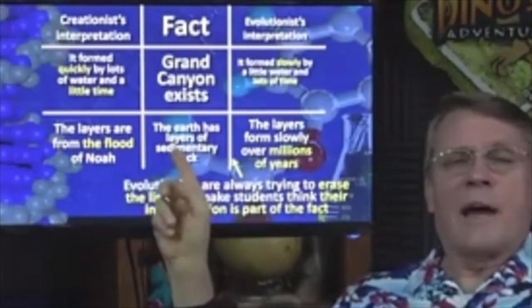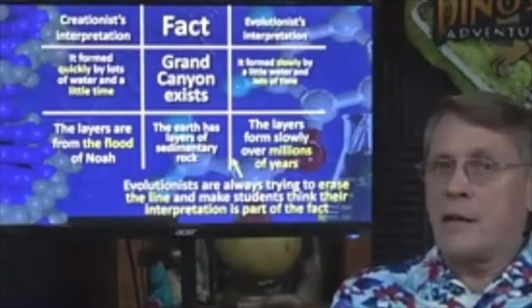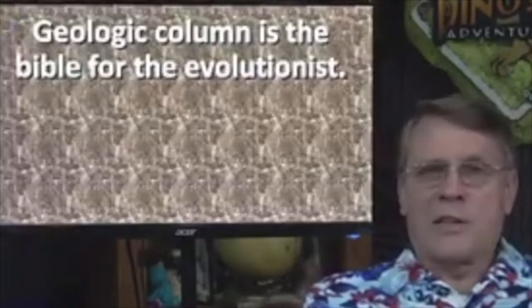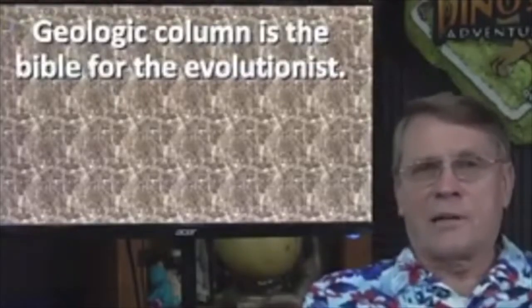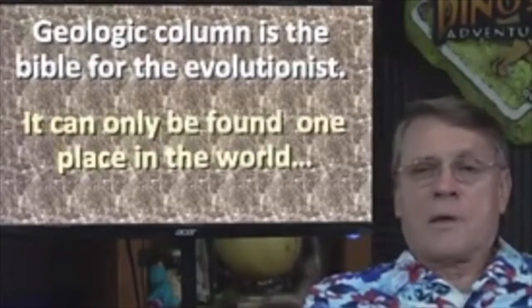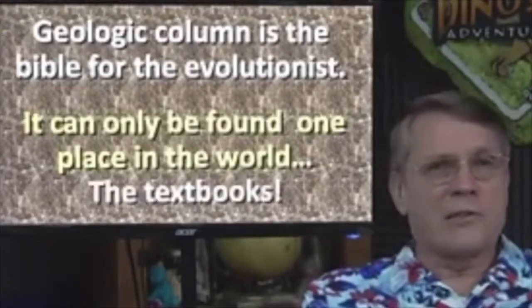No, Jordan, it is a fact the Earth has layers. It is not a fact they're different ages by millions of years. The geologic column is actually the Bible for the evolutionist. You gave up on God's word to believe in a rock book. All these layers are different ages. It can only be found one place in the world, and that is the textbooks.